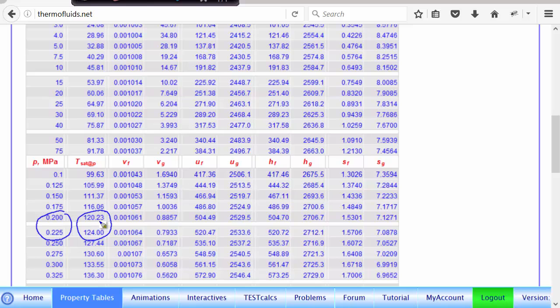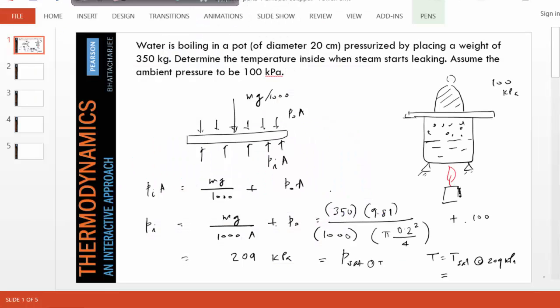So 121, let's say, or 122. So if we pick that number, 122, go back, and we say our answer is 122 Celsius.